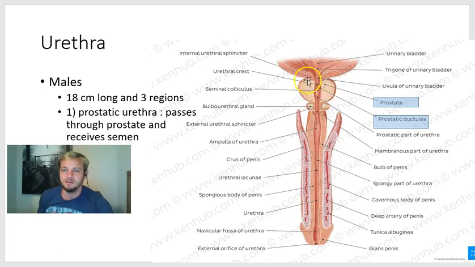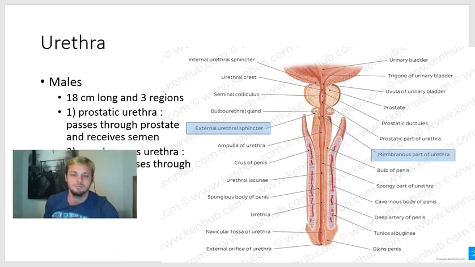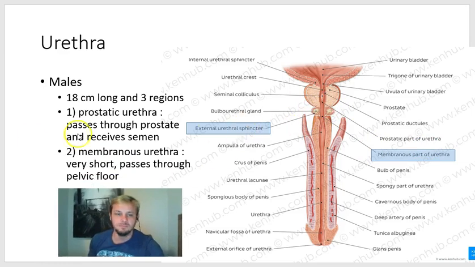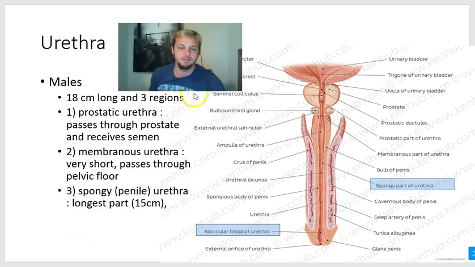Here at the prostate, you're going to have your prostatic urethra. And then as you come down, you have your membranous urethra, about the same area where you have bulbourethral glands. And then lastly, the longest part, the spongy urethra, and this is going to be found in that corpus spongiosum of the penis, which we will talk about more when we get to the reproductive system later this week.